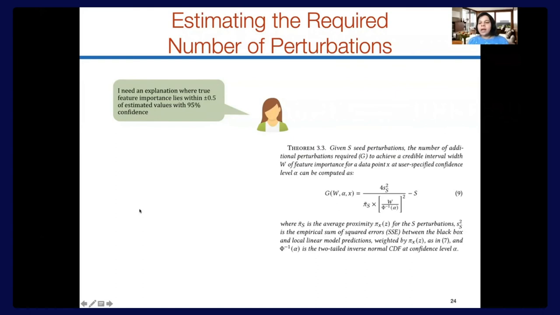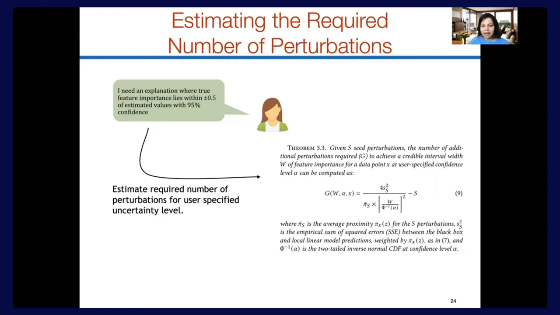And in order to enable generation of explanations like this, we also have some theoretical results, which help us compute the required number of perturbations to use with LIME, which will help us get to explanations with these guarantees, right? So we take these user-provided inputs, plus or minus 0.5 interval width of feature importances and 95% confidence that feature importance lies within that. Then we compute, using this theoretical result, the number of perturbations that is needed to exactly reach that level of confidence, right? So that is pretty interesting because now we can start getting explanations with guarantees, okay?